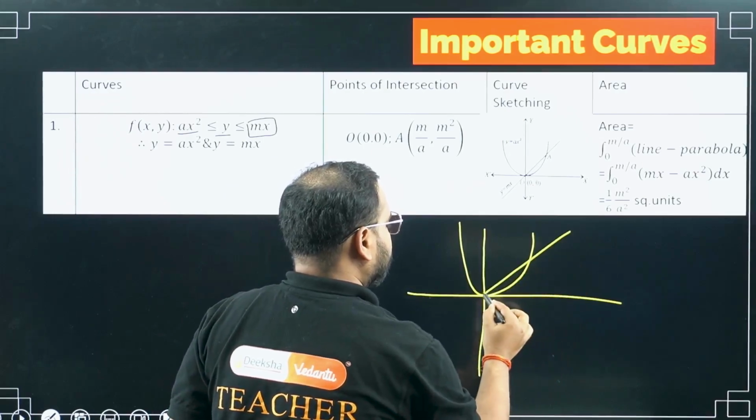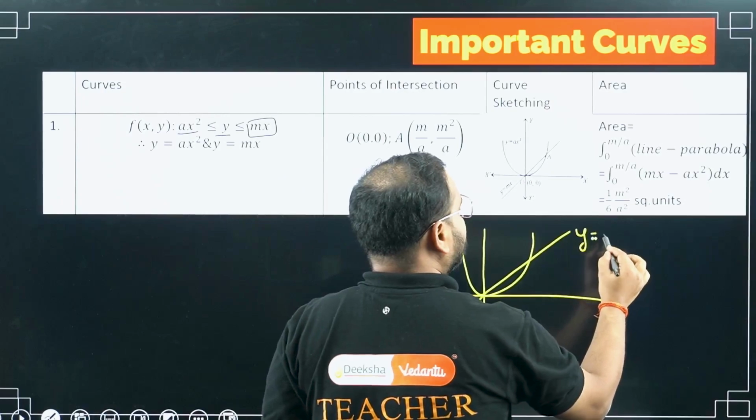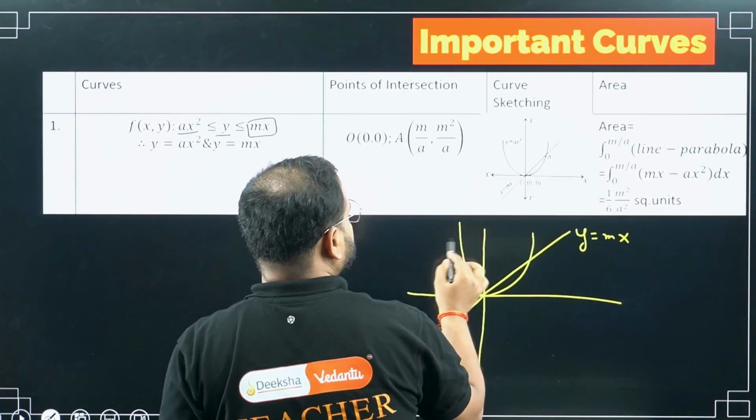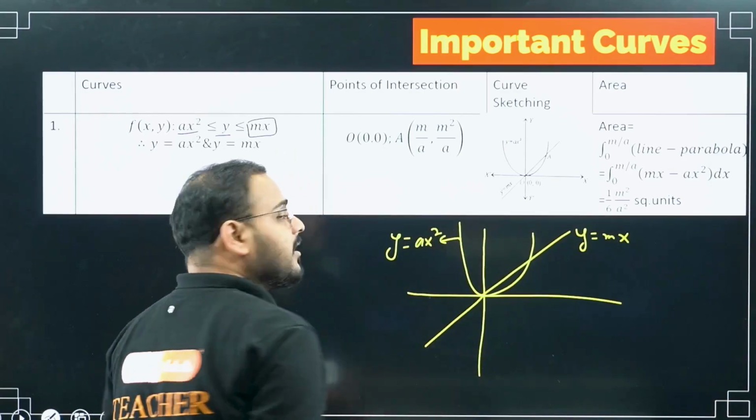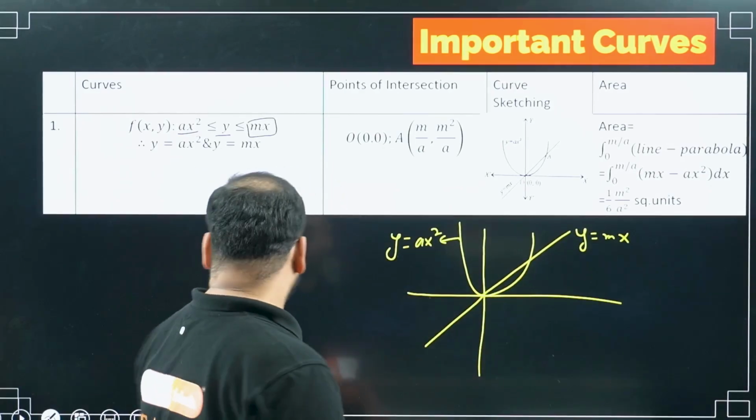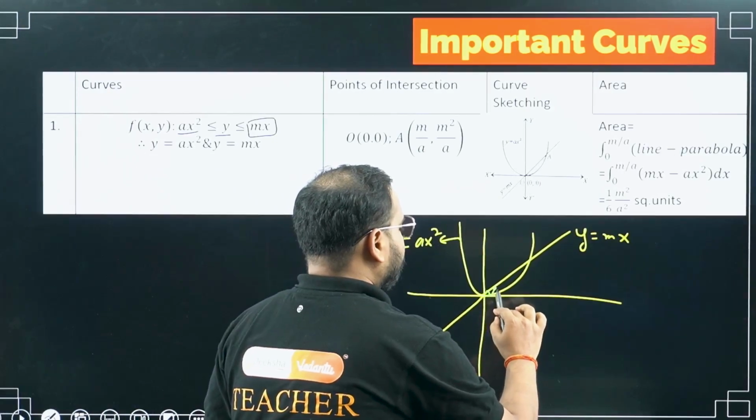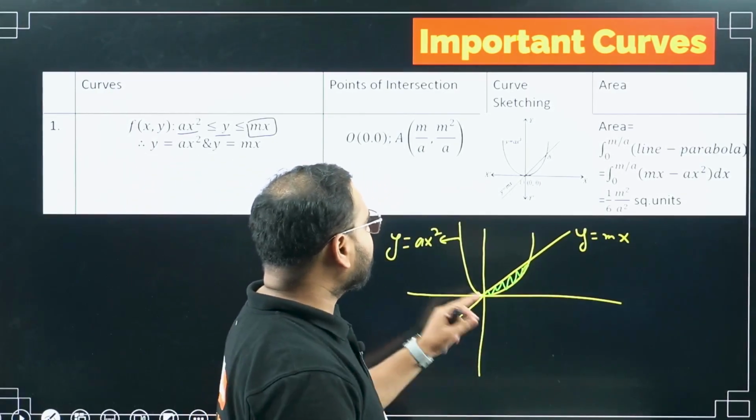So like this. This is the line y equals mx, and this curve is y equals ax square. Below the line and above the parabola, my region is this one. This is my region. So how would I find this area?